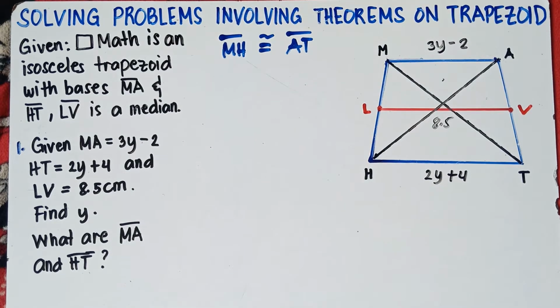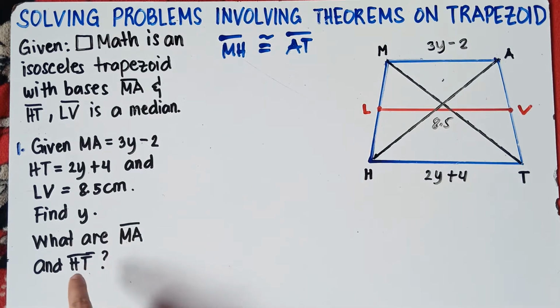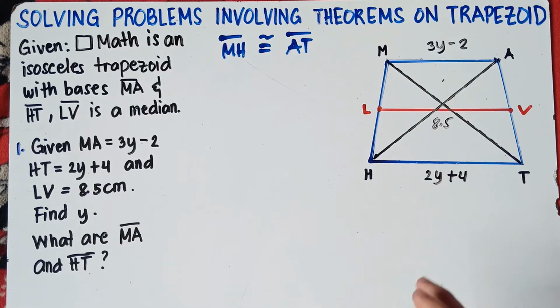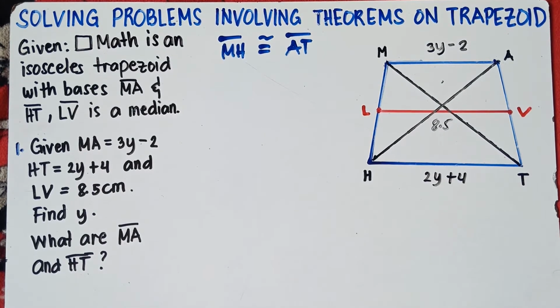We are told to find the value of y as well as line segment MA and line segment HT. To solve this one, class, you need to recall the midline theorem or the mid-segment of a trapezoid. If you want to learn more about the midline or the mid-segment of a trapezoid, I will put the link in the description down below. We have another video on the midline and mid-segment of a trapezoid, where we find the x values and y values. There are many complicated questions there, so feel free to see the link in the description.